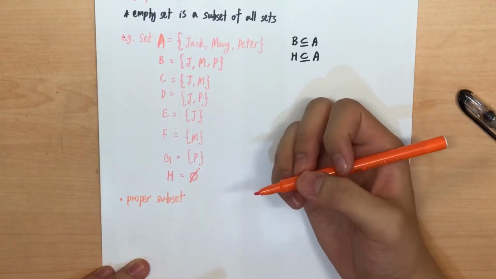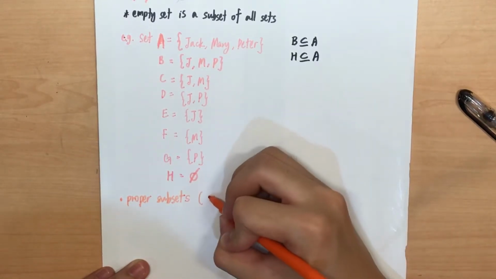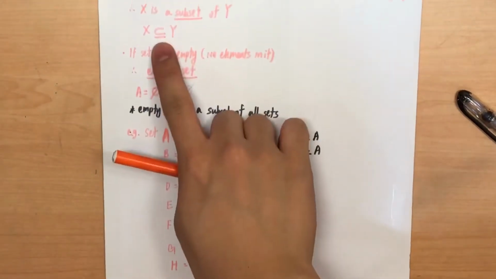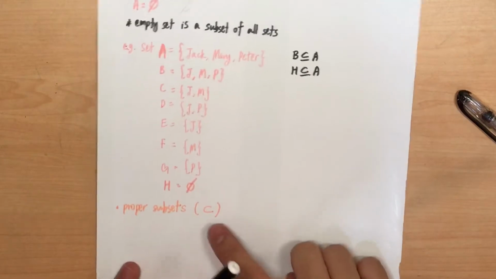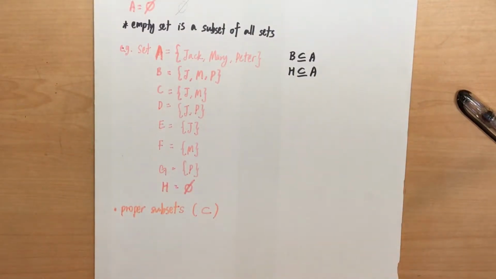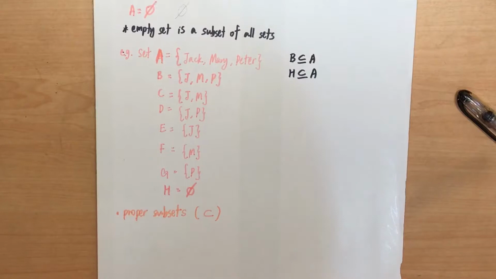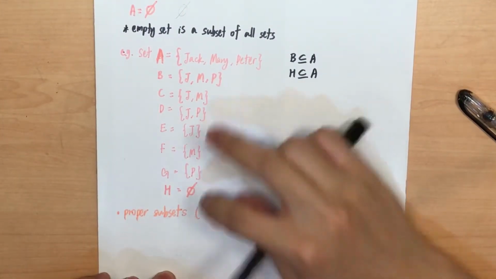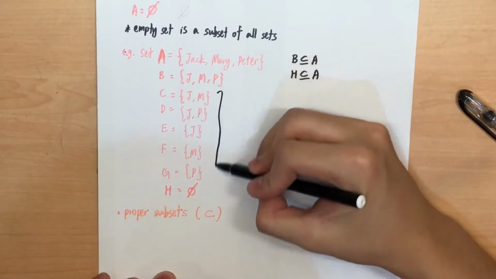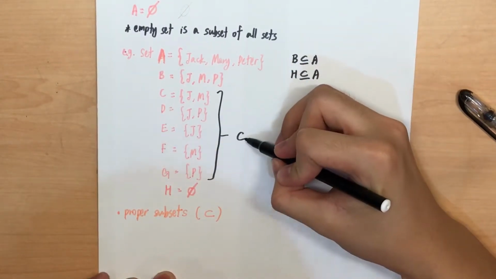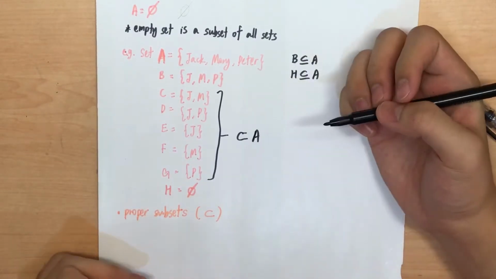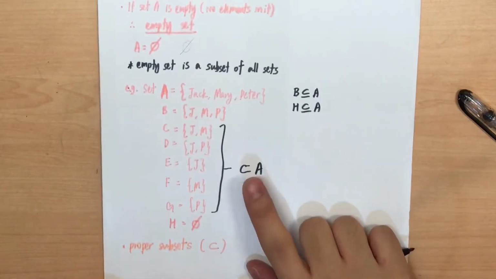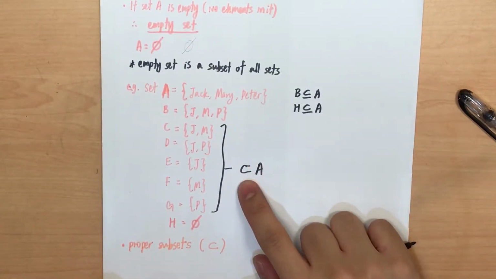Proper subset, and we denote it as just the C without the dash line at the bottom, unlike this one. This one has a dash line, but this one doesn't have the dash line. So for set C to set G, these are considered proper subsets. These are the proper subsets of set A. These are the distinctions between subset and proper subset.